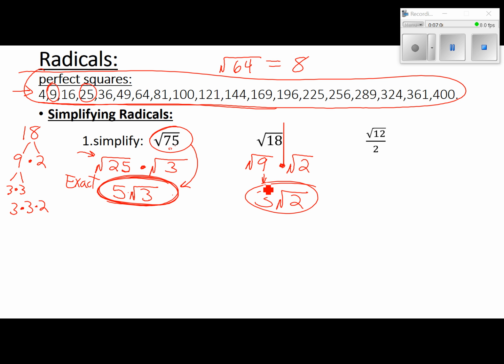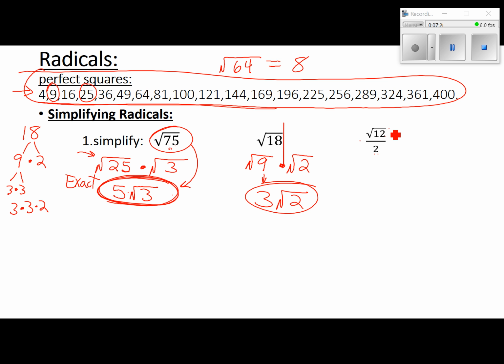Next one. The reason I put this one on here, you got to be careful with something like this. You can't just divide and say, okay, 2 will go into 12 6 times. It doesn't work. 2 is a regular number. The 12 is under the radical, so they're 2 different kinds of numbers. You can't divide them or add them or multiply them or anything else, since they're different kinds of terms.